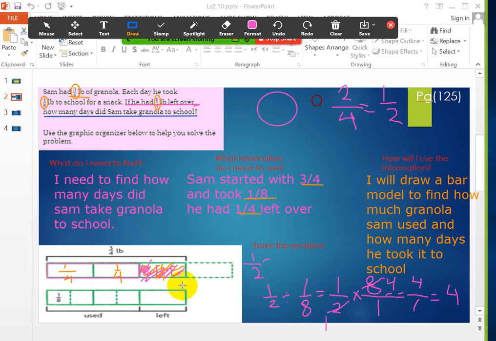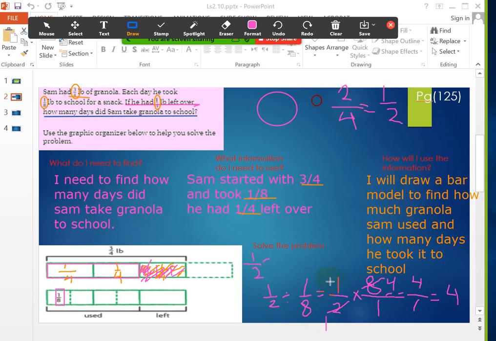So to know how many days he took the granola, I have to divide the 1 over 2, the whole amount, by what? By the amount in each day. In each day he took 1 over 8. I have to divide 1 over 2 by 1 over 8. So this is the idea of the problem.